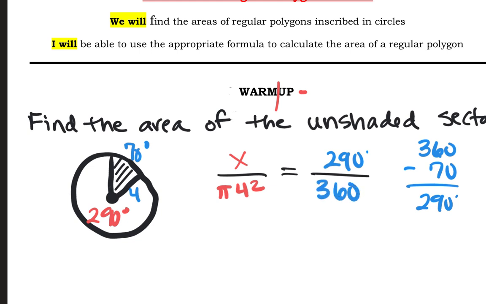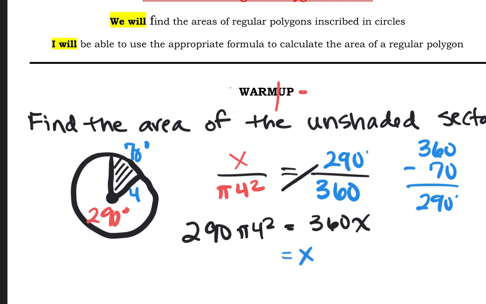All right, cross multiply that for me. Remember, when you multiply that first piece, do 290 times pi times 4 squared. And then whatever you get after that, then divide it by 360. What do we get to the 10th place on that one? 40.5? All right, so 40.5. And then whatever the unit is squared.